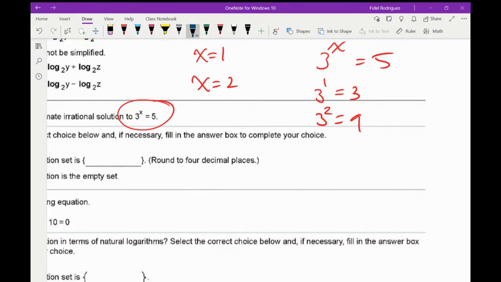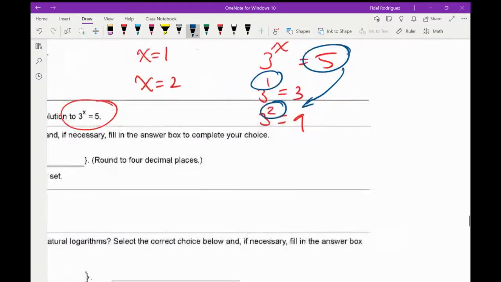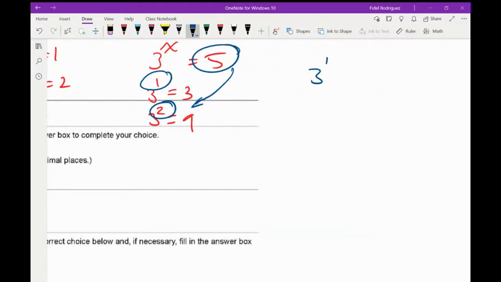And we're trying to come up with what answer? We're trying to come up with 5, right? And isn't 5 somewhere in between 3 and 9? So since 5 is somewhere between 3 and 9, the answer that we should get should be a number somewhere between 1 and 2. So if I'm trying to solve 3^x = 5, the way we can do this, guys, is we can take logarithms, okay?